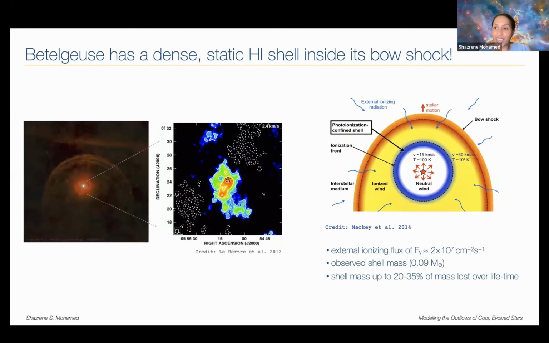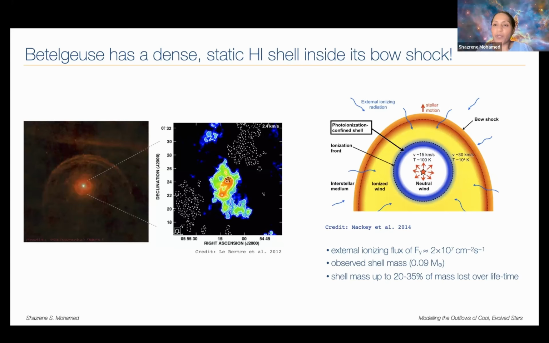Betelgeuse is a very interesting case, and this is an example where we can get new physics from studying these outflows. So we have the bow shock, which is the interaction with the ISM, but inside the bow shock, there's a static shell of about 0.1 solar masses of H I, and this material is basically just sitting there, and you need some method to confine it. You can't use interaction with the interstellar medium because we already know where that region is. That's ahead of it in the bow shock.